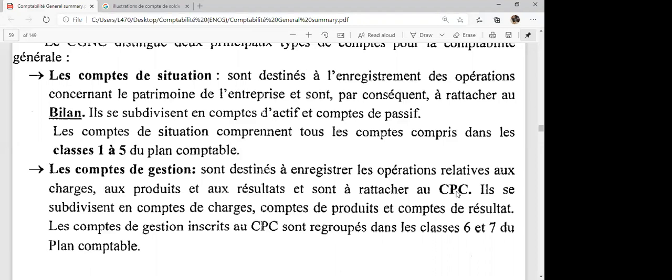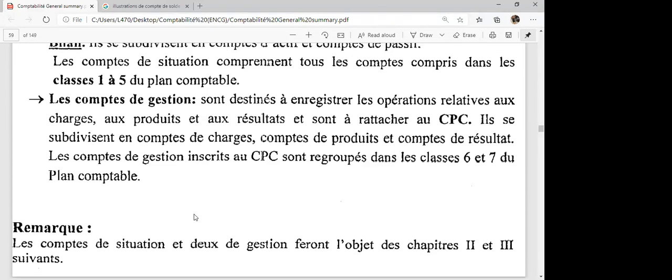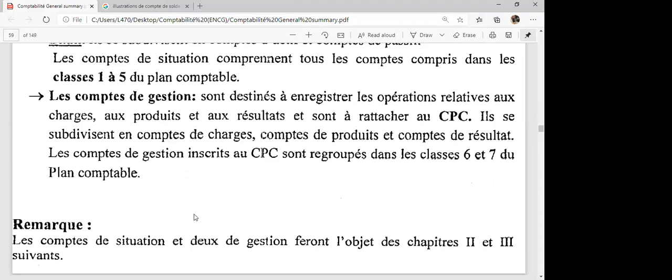I think you should note that as well. Les produits are the things that you gain, like you sell a good, you sell something, you offer services to people. What they give you are produits, and your monthly bills, your monthly expenses, salaries for workers, those would be classified as charges, or expenses in English. So this compte de gestion is just used to make day-to-day decisions, because it's attached to the charges and the incomes that you make and earn daily. That's it for the two main types of compte.